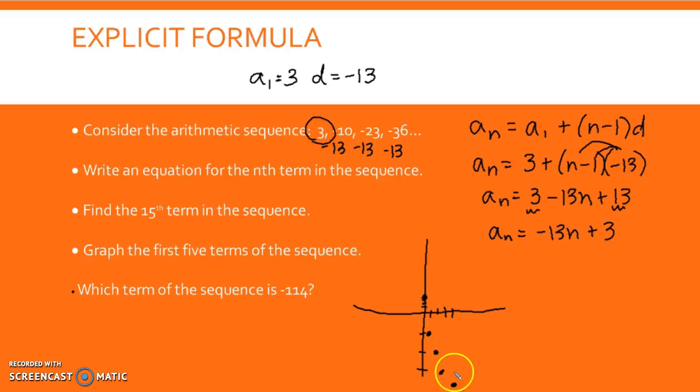Now this is not drawn to scale at all. If I'm just graphing the first 5 terms, I would just leave my dots. I'm not worrying about connecting. But if you notice, it is going to be a linear equation. It's a function. It's a line.